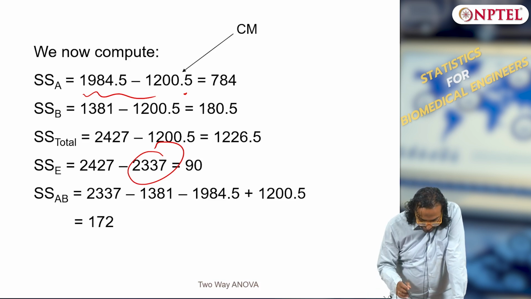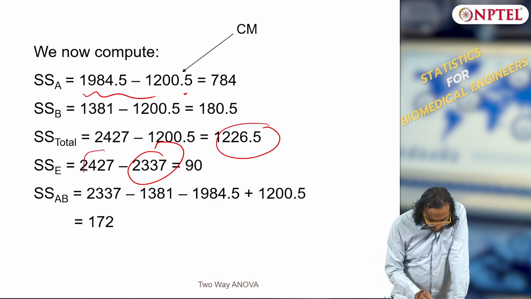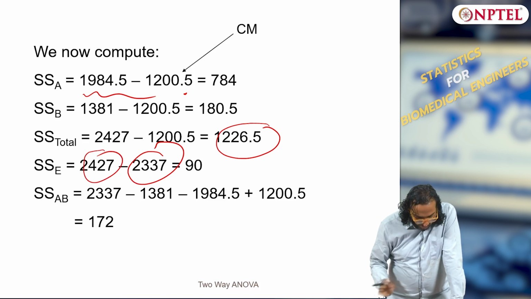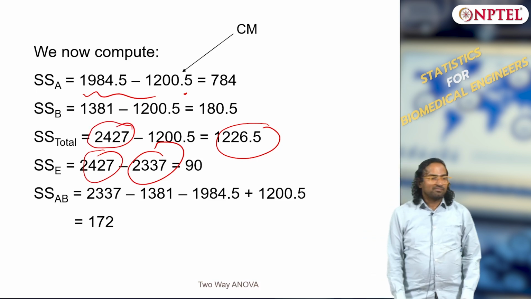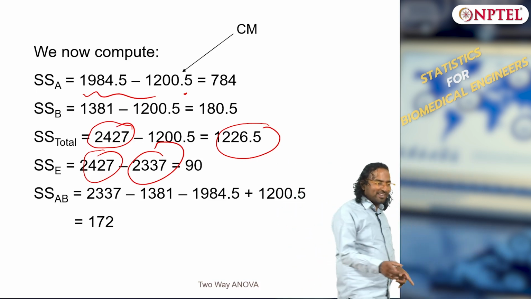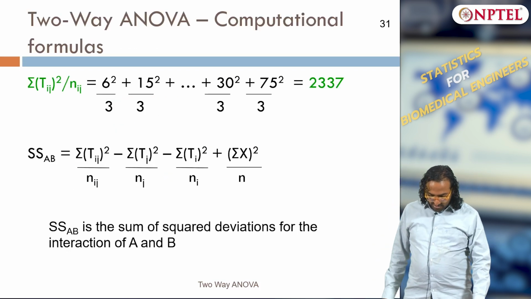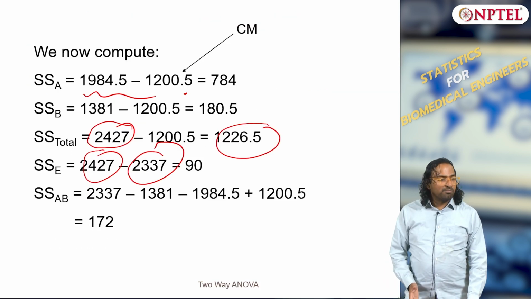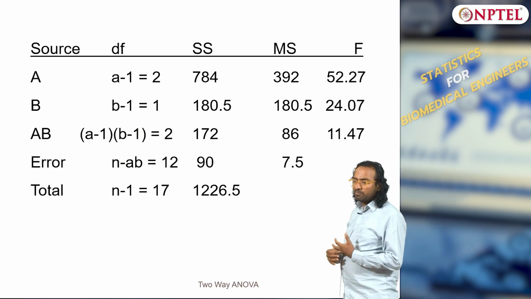SSA, SSB, see total itself is only 1226.5. How did I get this one as 2427? What is this 2427? Go check it out, okay. I cannot spoon feed everything. If you solve it then naturally the numbers will come. So go check it out. We just go by the derivation we did, we will have all the numbers come into picture, then it is a question of filling the table, it's a question of filling the table, okay.